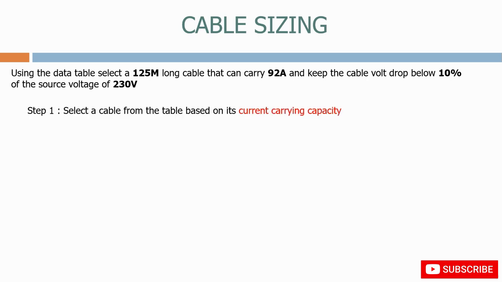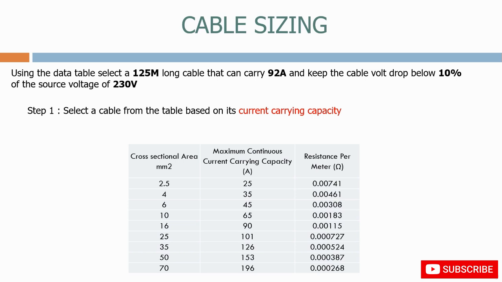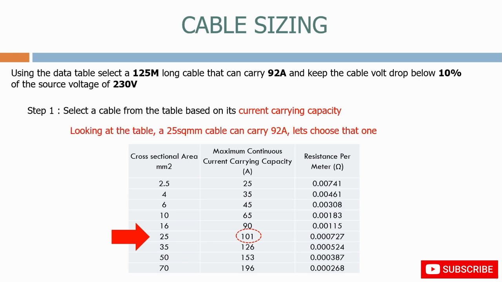Step 1 is to select a cable from the table based on its current carrying capacity. Here's the cable data table from before. Looking at the table, a 25 square millimeter cable can carry 92 amps. Let's choose that one.